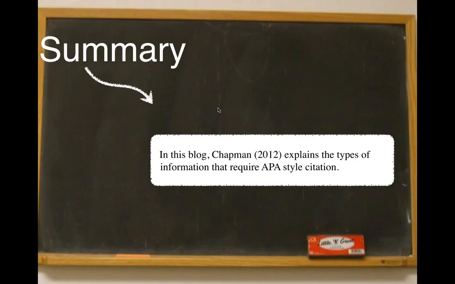Okay, let's look at an in-text citation for a summary. Like with the paraphrase, we still need to cite the author's last name and year of publication, but not the page number. So the summary and the paraphrases, their in-text citations should look similar.